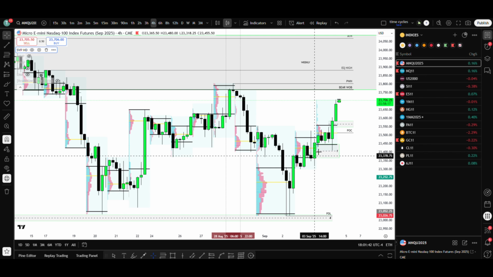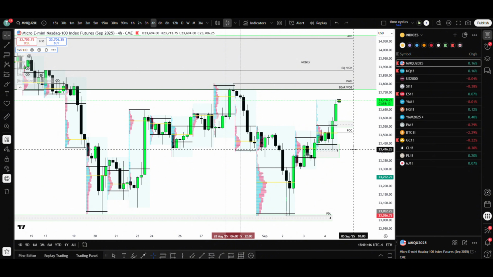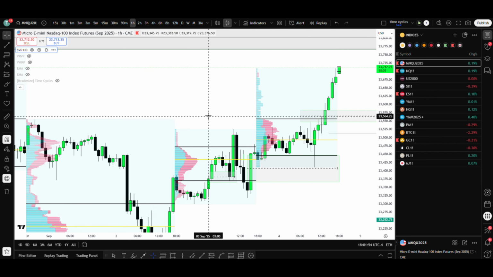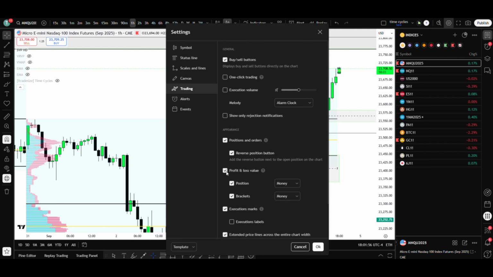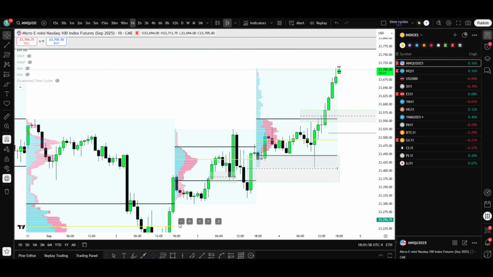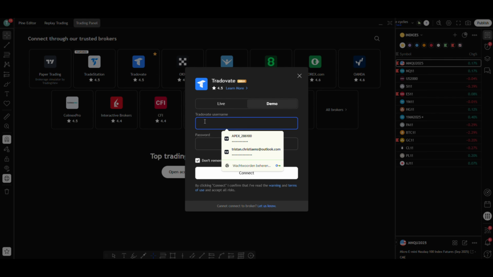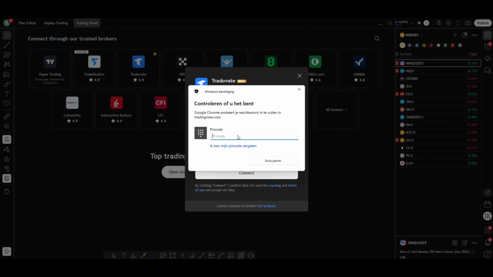Price moves up, creates a point of control. That point of control lined up with a 1-hour fair value gap. That's when I took my trade entry today. You can see that. Oh, just to show you.